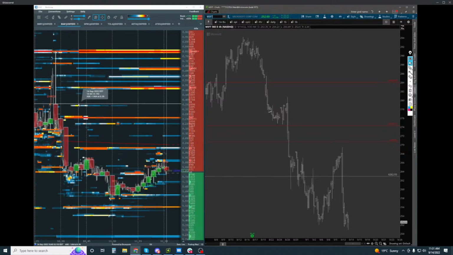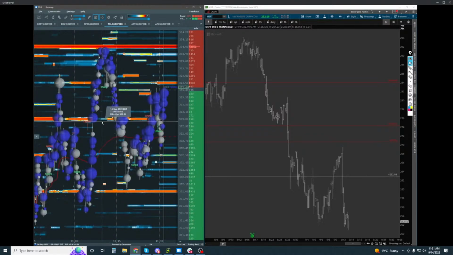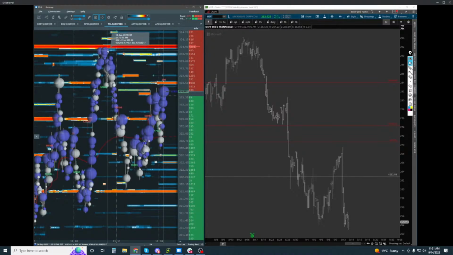The second thing is Tesla. So study when we had the dips along with the VWAP. This was a good runner from 292 to 302 and then actually touched the 304.